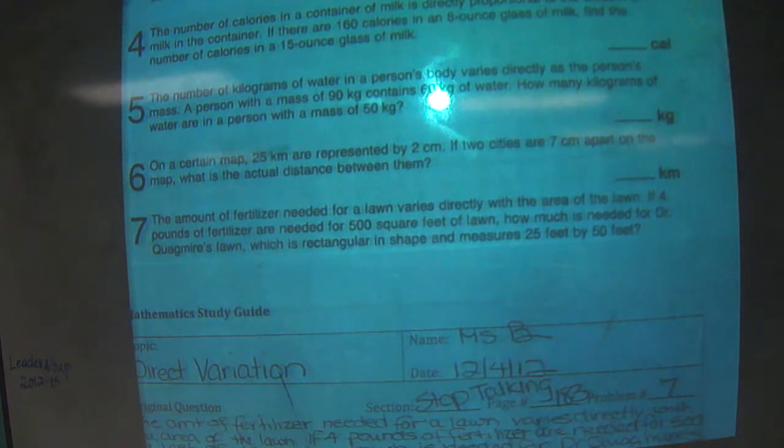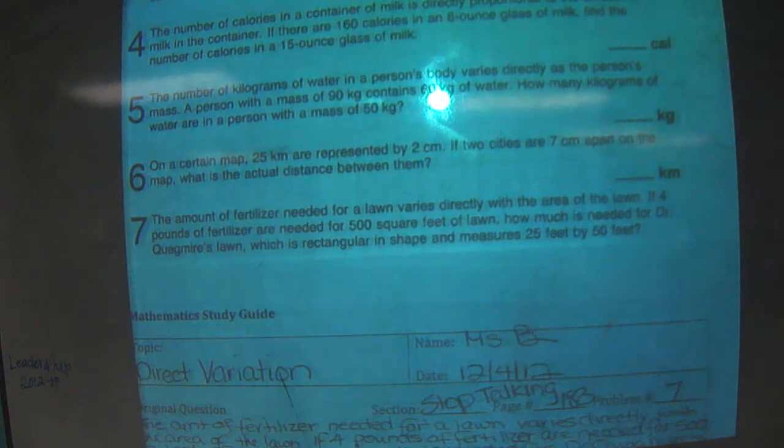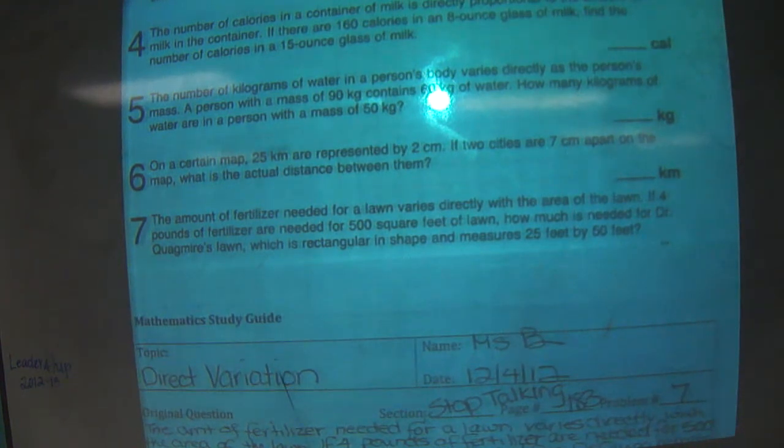Fertilizer. Mathematical. Amount. Amount? How would you define amount? What about something like direct variation or proportional? Big words.